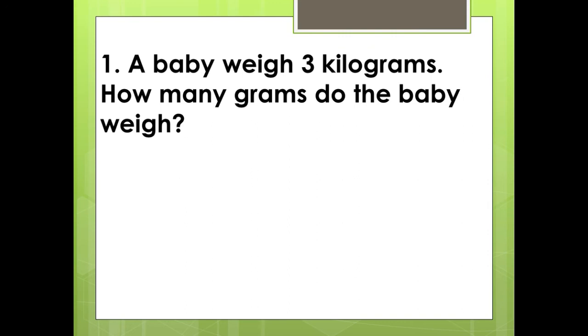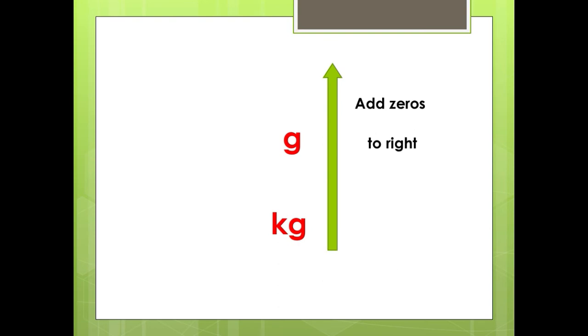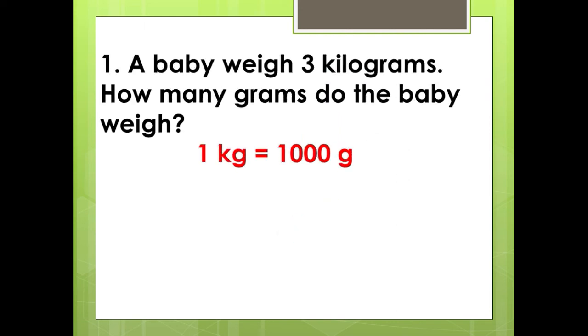For example, a baby weighs 3 kilograms. How many grams does the baby weigh? Now the weight of the baby is given in kilogram. We have to convert it to gram. That is, kilogram to gram means from down to up, so we are adding zeros to the right. 1 kilogram equals 1000 grams.